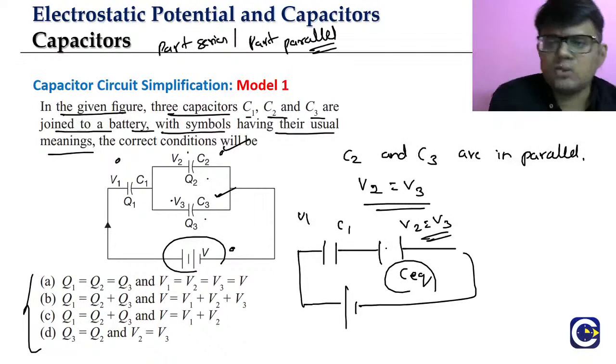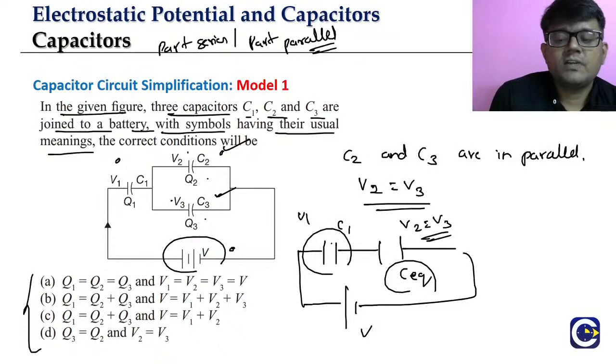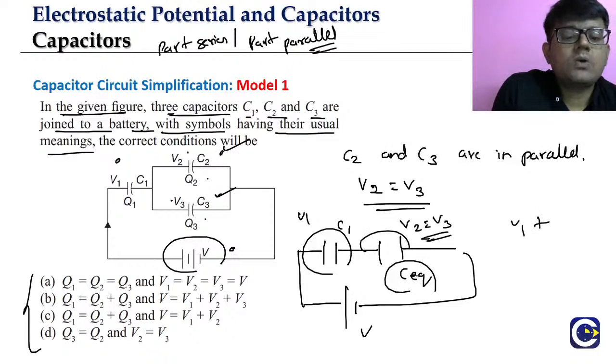V2, which will be equal to V3. Now look at this. When you look at the potential difference across the capacitor, what is it? V1 plus the potential difference across the equivalent capacitor. We can either say V2 or V3, because both of them will be equal. Potential difference across capacitor 1 plus potential difference across the equivalent capacitance of C2 and C3.